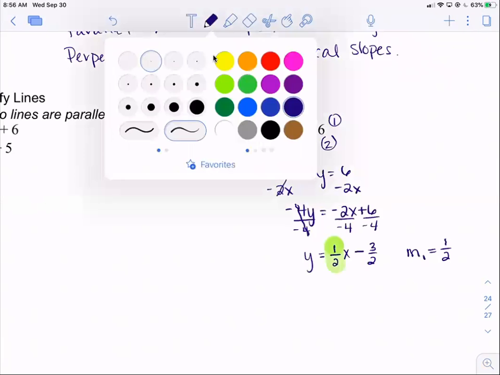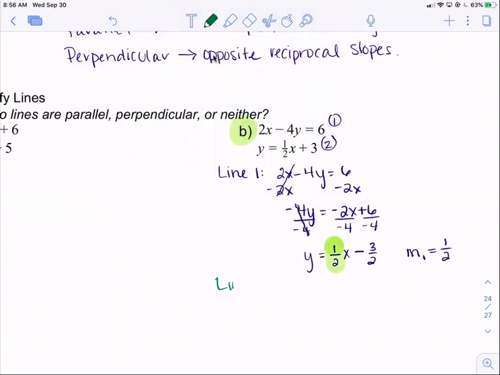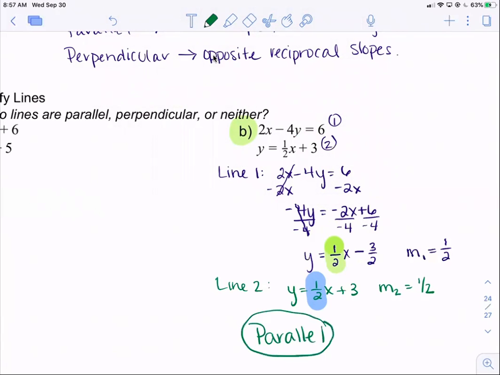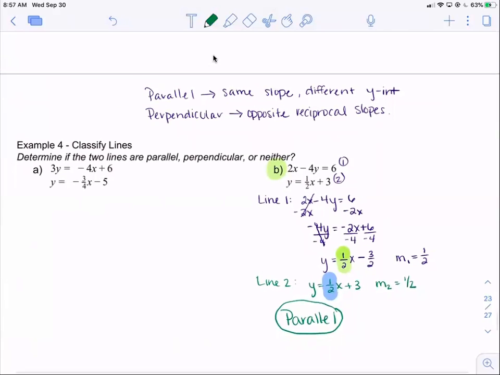All right, now let's look at line 2. We have y = 1/2 x + 3. So again, figure out our slope, and it's the number in front of our x. So the slope of line 2 is 1/2. Notice that our slopes are the same. So are the lines parallel, perpendicular, or neither? That would be parallel. All right, you try example A, and we will check it in class.